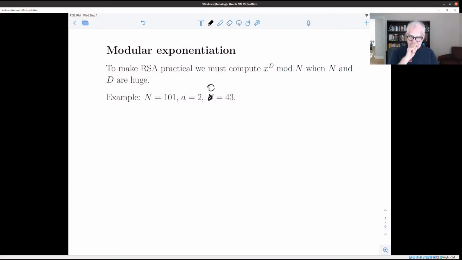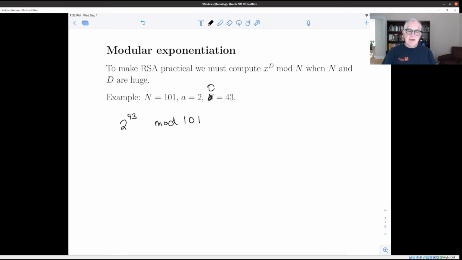So let's look at the following problem. We want to compute 2 to the 43rd mod 101. And what's the best way to do that? Well, one thing we could do is we could take 2 squared, 2 cubed, 2 to the 4th, 2 to the 5th, 2 to the 6th, 2 to the 7th, and so on. And if we did that 43 times, we would eventually know what 2 to the 43rd mod 101 is.